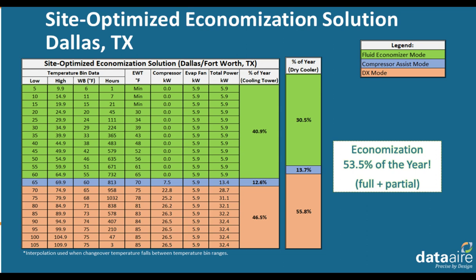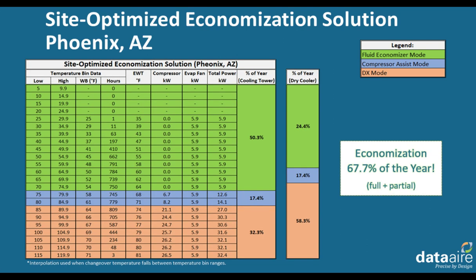But if you look at Dallas, for example, so most people would think you couldn't apply this in Dallas, but you can actually get 40% of the year with the full economizer mode in Dallas using the same exact solution. And 53.5, including the full and partial economization. Next one here is Phoenix. So Phoenix, again, because it's very dry, big discrepancy between cooling tower and dry cooler, but you can still get, again, a huge amount of the year, over 50% with the free cooling and another 17 with the partial economization.